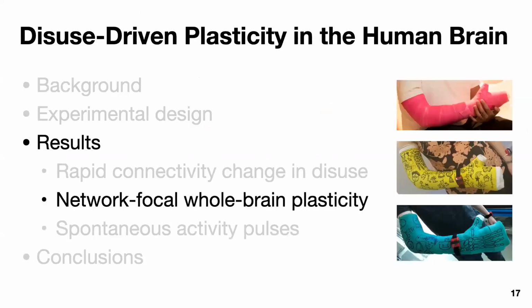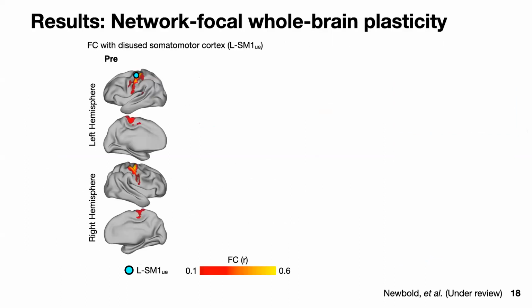All right, so next we wanted to really take advantage of the whole brain coverage of fMRI and examine disuse-driven plasticity beyond the somatomotor system. To do that, we started by examining changes in functional connectivity between the disused motor cortex and the rest of the brain. So here, this blue dot shows the left motor cortex. This is the spot that controls the arm that will be casted.